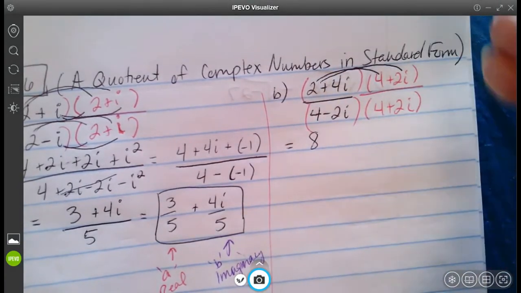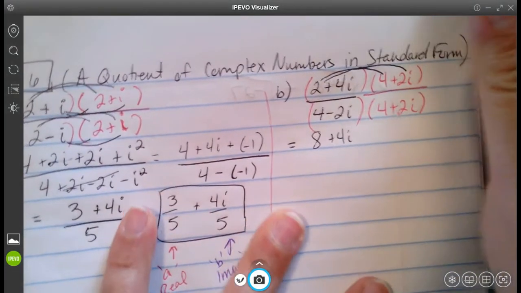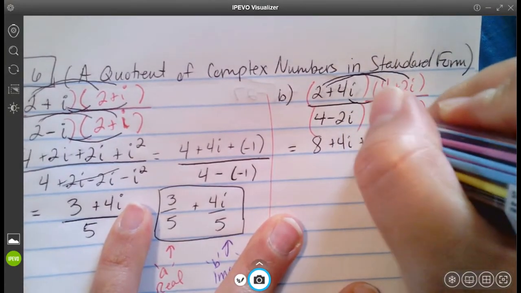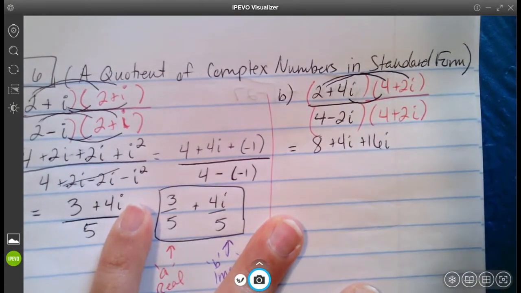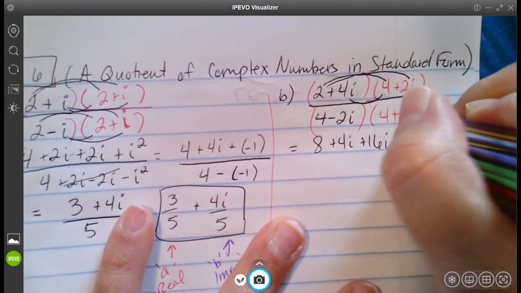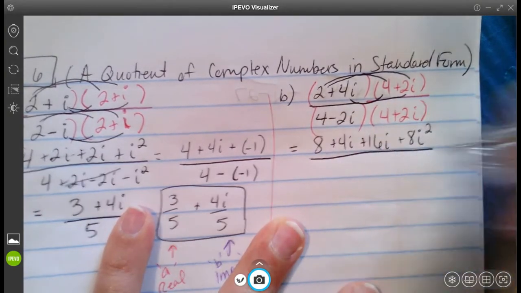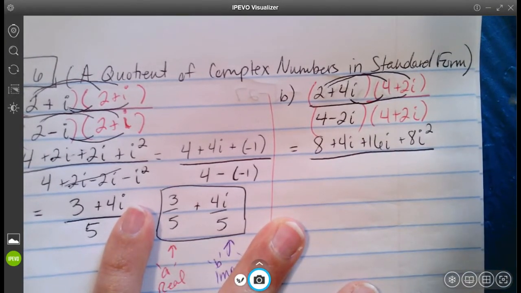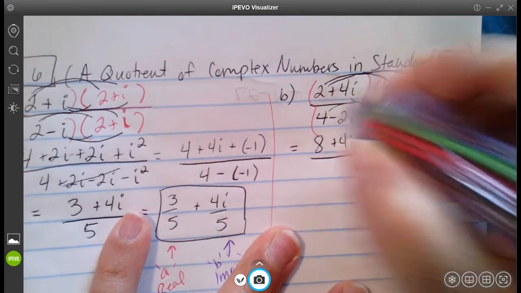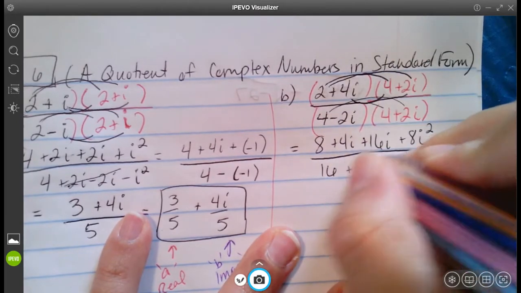2 times 2i is going to give us plus 4i. 4i times 4 is going to give us 16i. 4i times 2i is going to give us 8i squared. For the denominator, we have 4 times 4, which is 16. 4 times 2i, which is 8i.